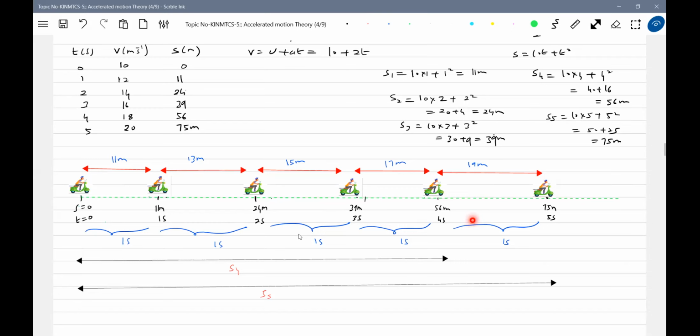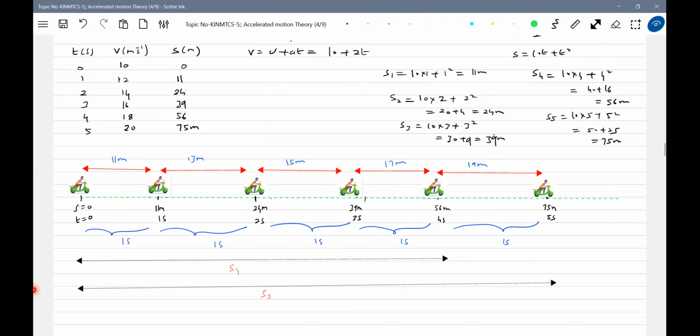Distance covered in 1st second, how much? 11 meters. Distance covered in 2nd second, 13 meters. Distance covered in 3rd second, 15 meters. Distance covered in next second, 17. So this is the distance covered in nth second or in the 5th second. Instead of writing this, you can call it the 1st second, 2nd second, 3rd second, 4th second, 5th second.